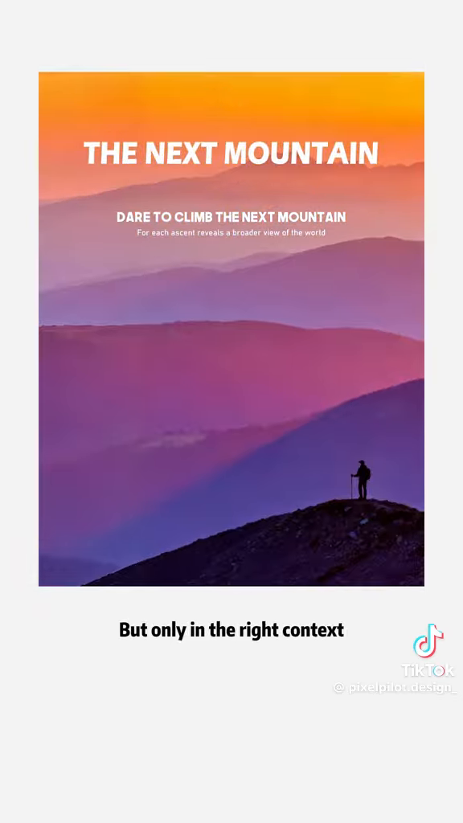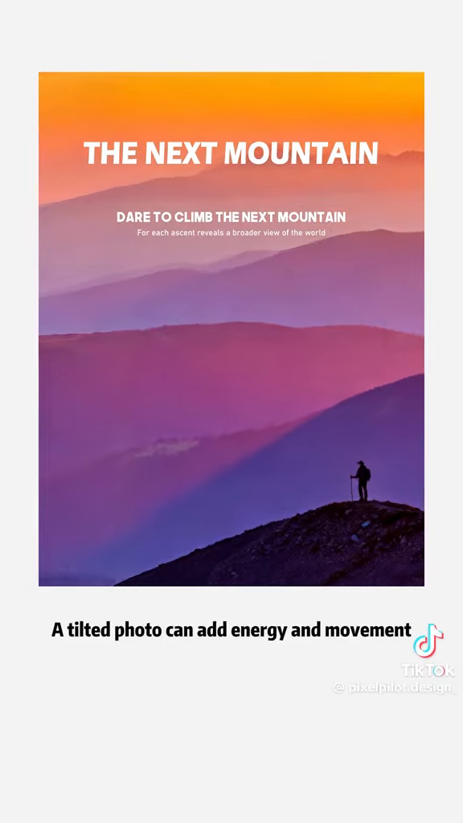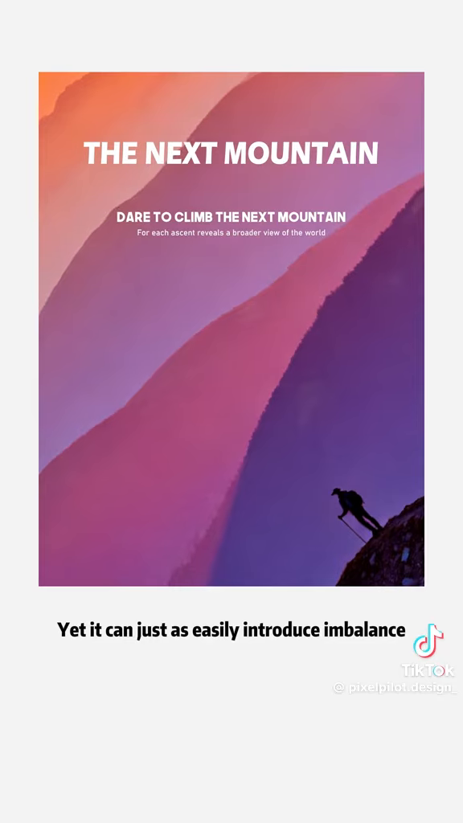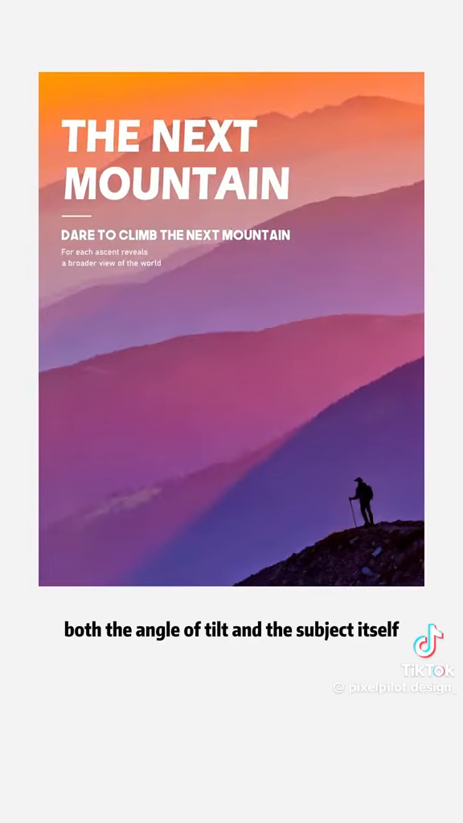Diagonal composition also works in image-based designs, but only in the right context. A tilted photo can add energy and movement, yet it can just as easily introduce imbalance. That's why it's essential to control both the angle of tilt and the subject itself.